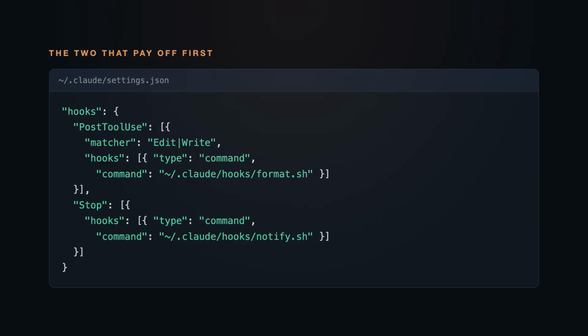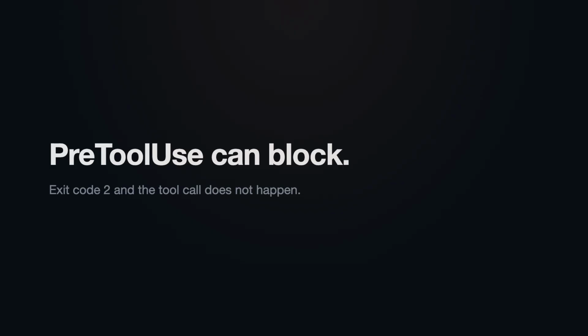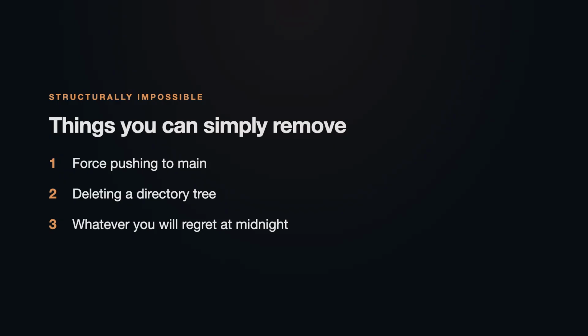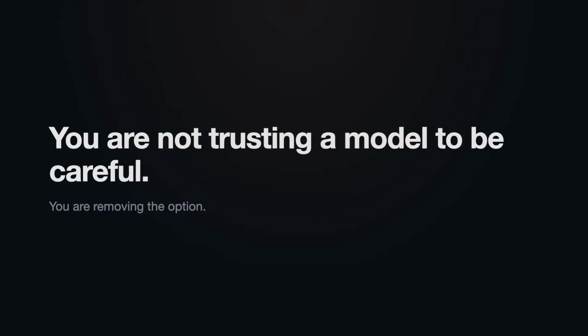And there is one more that changed how I work. Pre-tool use can block. If your hook exits with code 2, the tool call does not happen. Not a warning. Blocked. Claude sees the error message you printed and has to find another way. That means you can make certain things structurally impossible. Force pushing to main. Deleting a directory tree. Whatever you know you will regret at midnight. You are not trusting a model to be careful. You are removing the option.